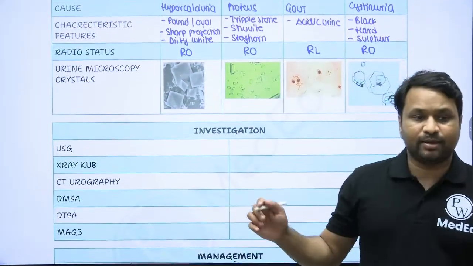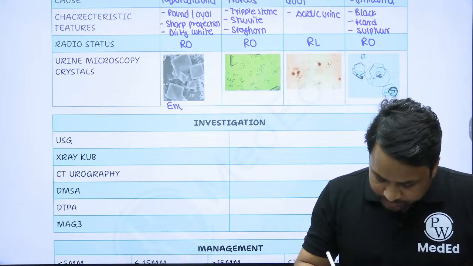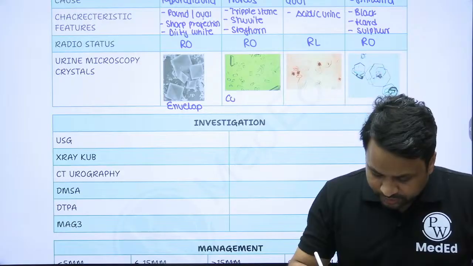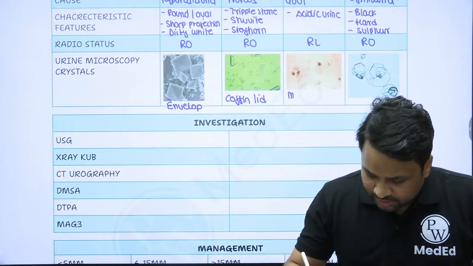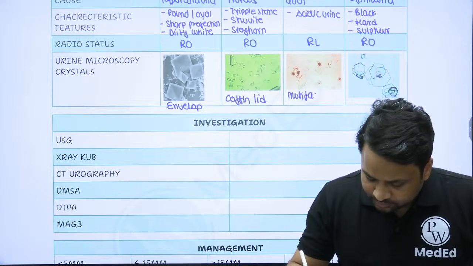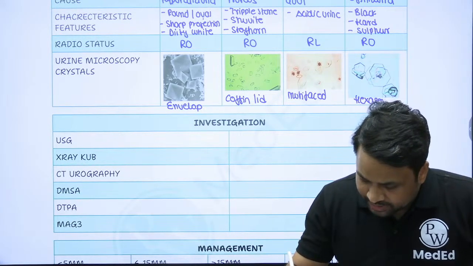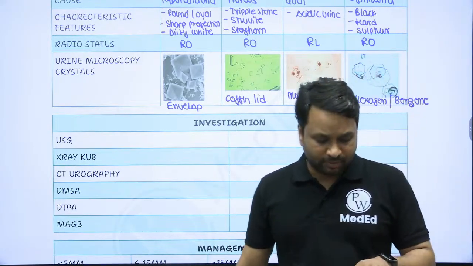Now, the crystals are important. For calcium oxalate stones, you get envelope crystals. In phosphate stones, it is coffin lid. Uric acid stones are multi-faced. Cysteine is going to be hexagon. The hexagon is also called benzene shaped crystals on urine microscopy.